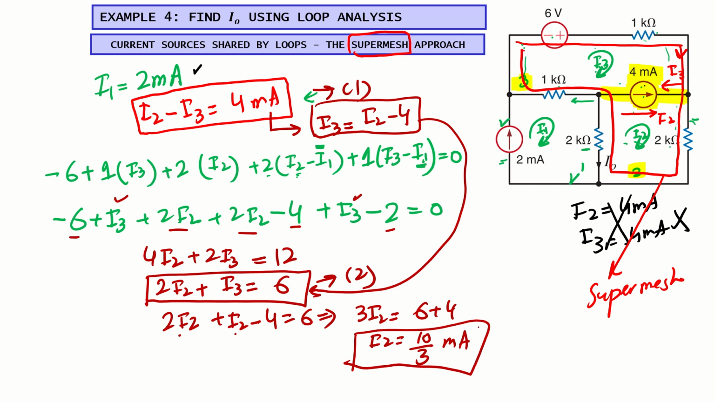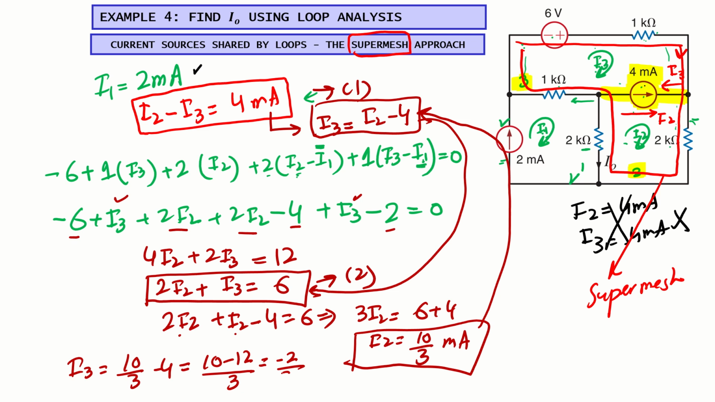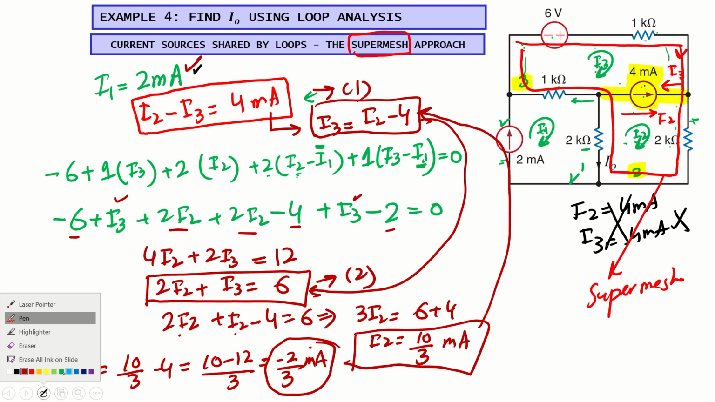Now we can plug this back into the substitution equation to get I3. So what will be I3? I3 will be I2, which is 10 over 3, minus 4. So this will be 10 minus 12 divided by 3, or basically minus 2 over 3 milliampere. So we got the value of I1, I2, and I3, all loop currents.